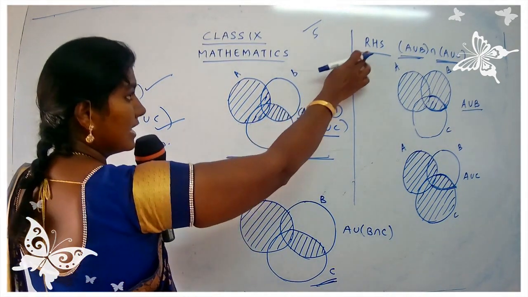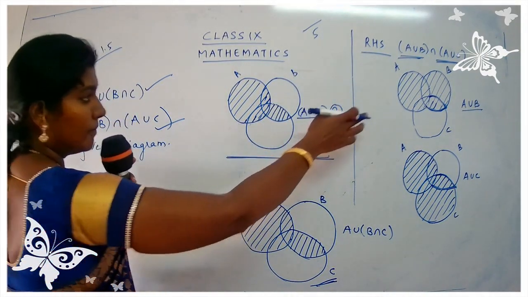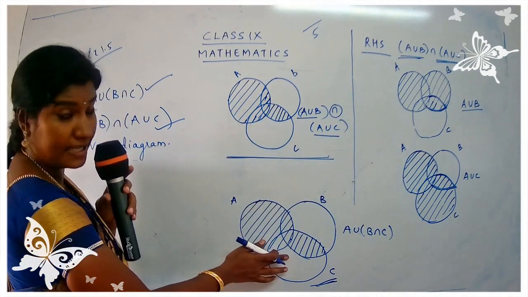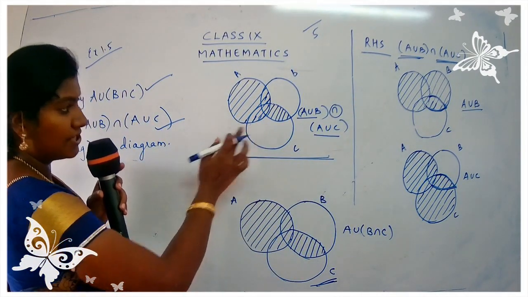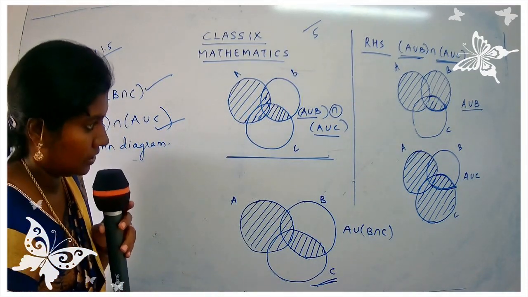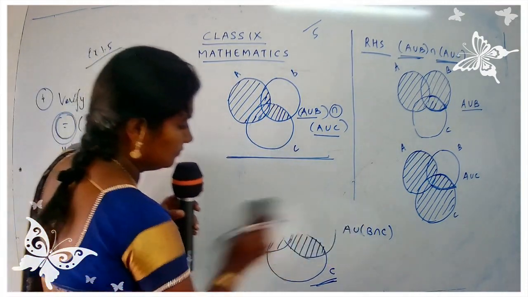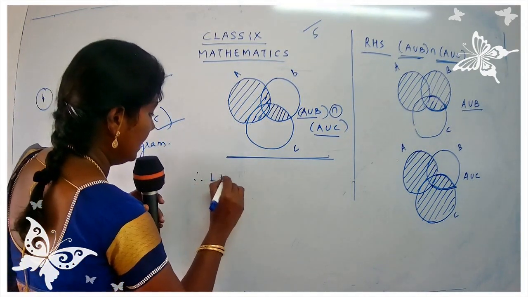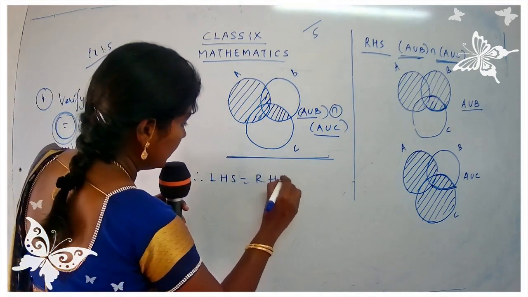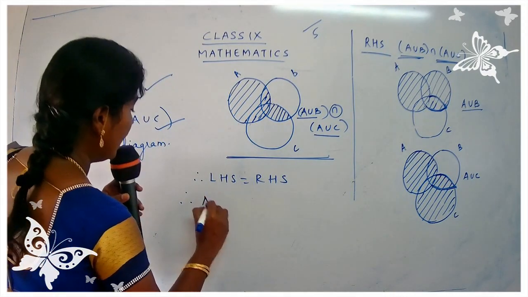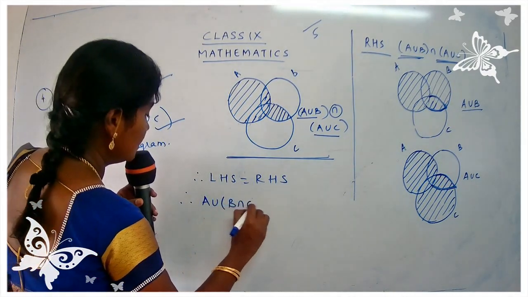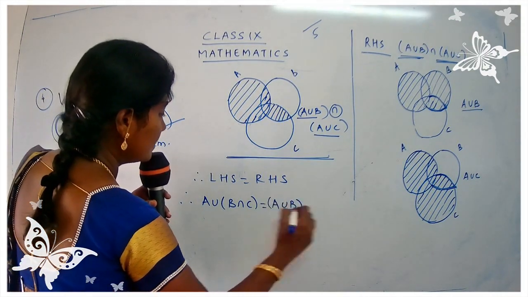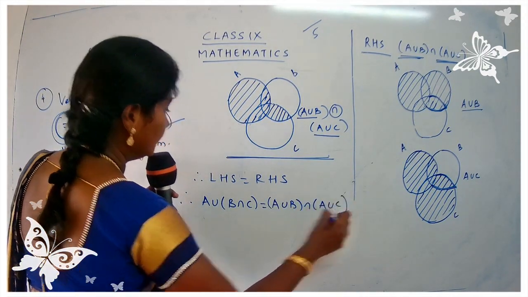So this is RHS. We got the RHS and this is the LHS part. So the LHS and the RHS are same. Completed? I'll write down. Therefore, LHS is equal to RHS. Therefore, A union B intersection C is equal to A union B intersection A union C.